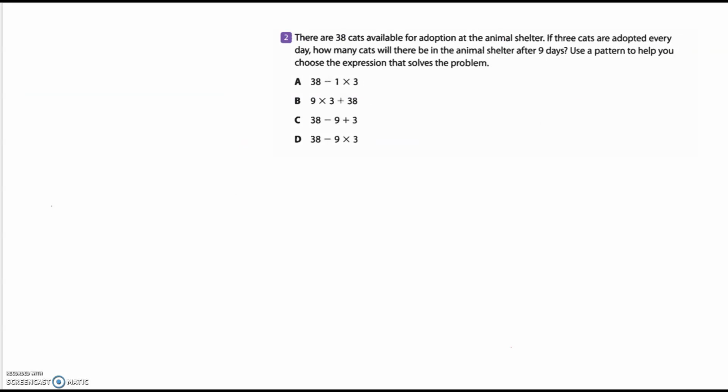There are 38 cats available for adoption at the animal shelter. If 3 cats are adopted every day, how many cats will be in the animal shelter after 9 days? Use a pattern to help you choose the expression that solves the problem. Well, first of all, I'm going to need to think about this. I have 38 cats, and some are getting adopted. If they're getting adopted, it means that they're going to different homes. So is my number going to be growing at the shelter or getting less? I know that if they're being adopted, my answer is going to be going down. It's getting less. So I think at some point I'm probably going to have to use subtraction in this problem.